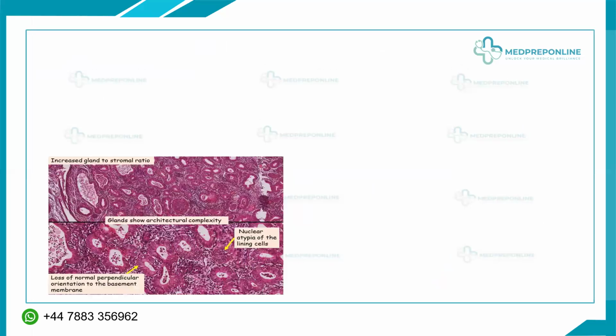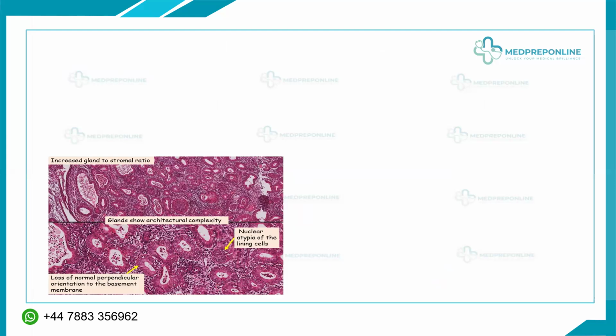Now coming to endometrial hyperplasia with atypia. So here you can see there are a lot of glands, right? Now the number of glands has increased as compared to the stroma. There is a loss of the normal perpendicular orientation to the basement membrane. So they are very irregularly placed throughout the endometrium. And you have nuclear atypia.